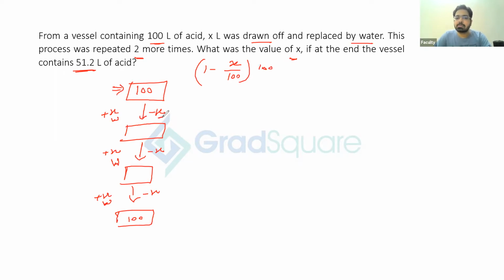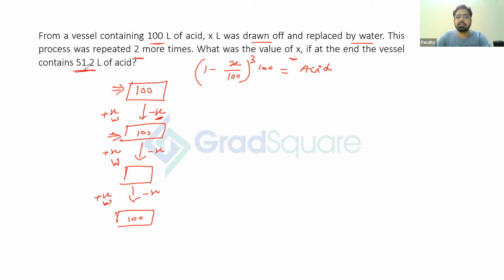So after this removal of X liters, this is what is going to be the quantity of acid. I'm adding water, so the quantity of acid is not going to change. So at this level, this will be the quantity of acid. Again, you are doing the same thing, that you are removing X liters and adding X liters of water. So from a total of 100, once again, it will be 1 minus X by 100. So effectively, what am I going to do? I'm going to take the cube of this. And this should be the final quantity of acid.